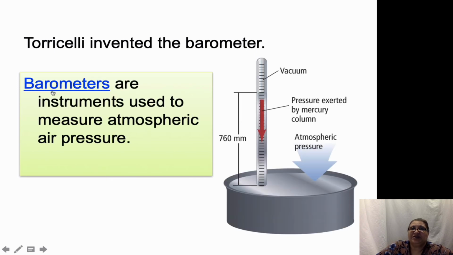Now we measure pressure using barometers, and they're just an inverted tube over mercury, and the level of mercury rises up. It's usually measured in 760 millimeters. So 760 millimeters usually equals 1 atmospheric pressure.